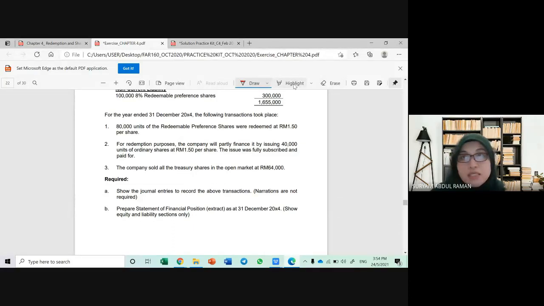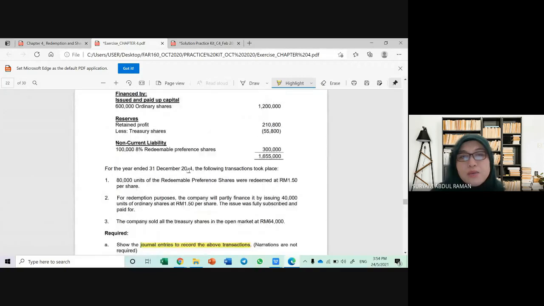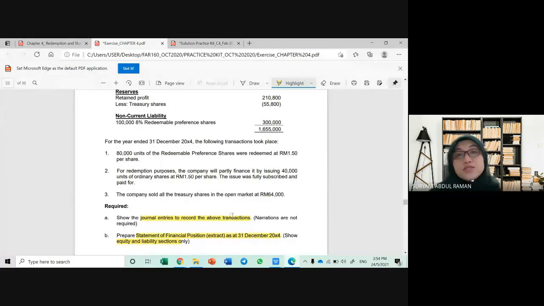So the requirement here: we are going to prepare the journal entries to record the above transactions. Again, narrations are not required. And to prepare the statement of financial position as at 31st December 2004 for the equity and liability section only. Again, what you need to know is that you have to extract the relevant transactions to be recorded in the journal entry.